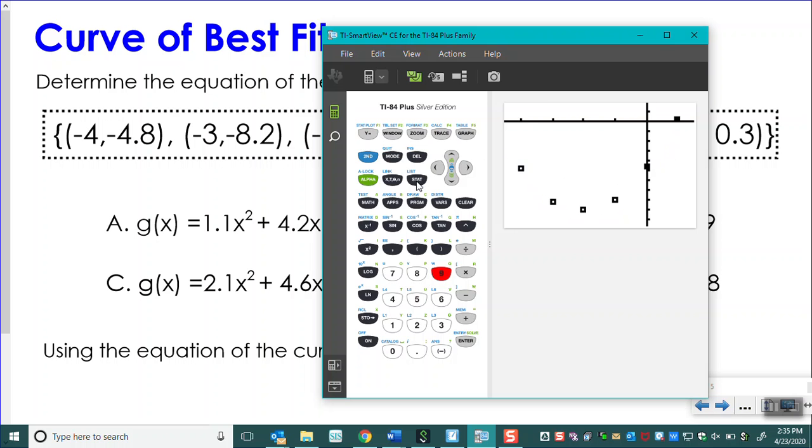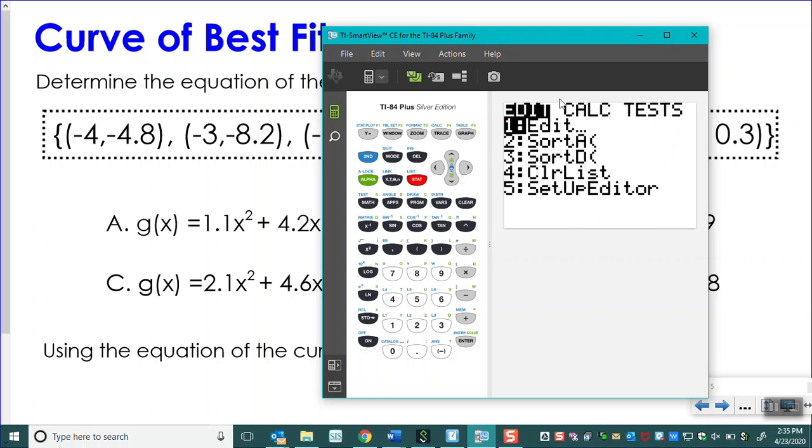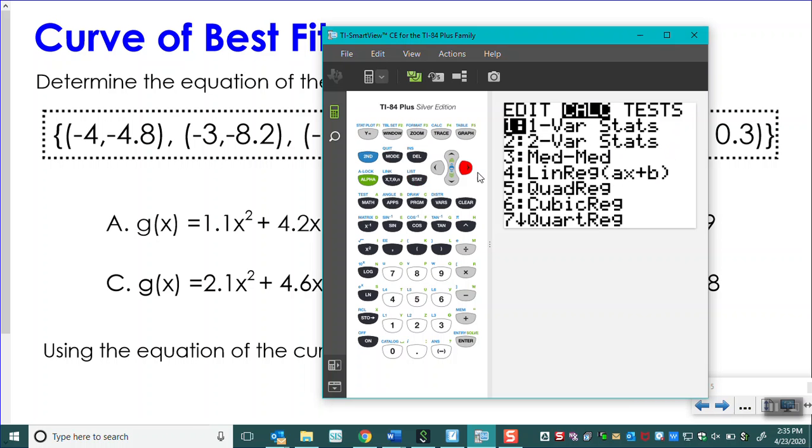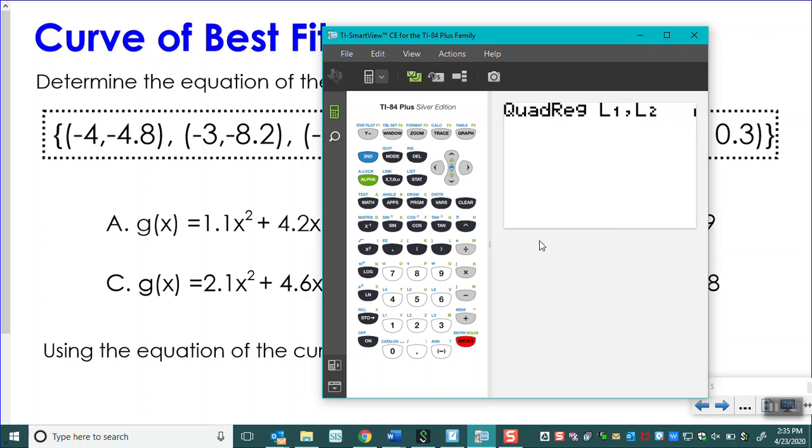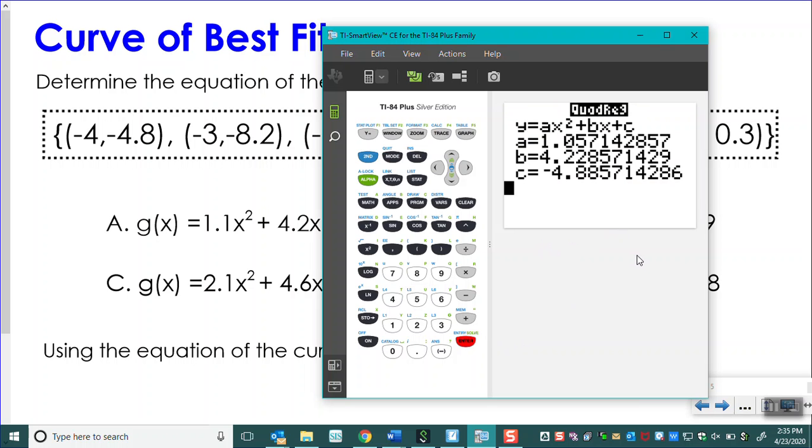In order to do that, I'm going to go to Stat, and then we're going to go over to Calculate. And in the past, again, we used that linreg model, but now this was quadratic data, so we're going to hit option 5. Just double check our X is L1, our Y is L2. We hit our enters all the way down to calculate, and this pulls up our quadratic regression equation. And remember, we just substitute in the values for A, B, and C. We may have directions to round, so you just want to make sure that you follow those.